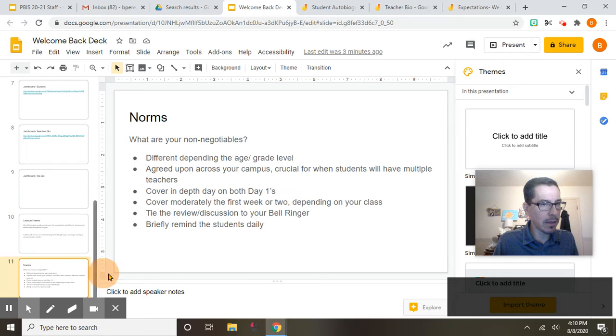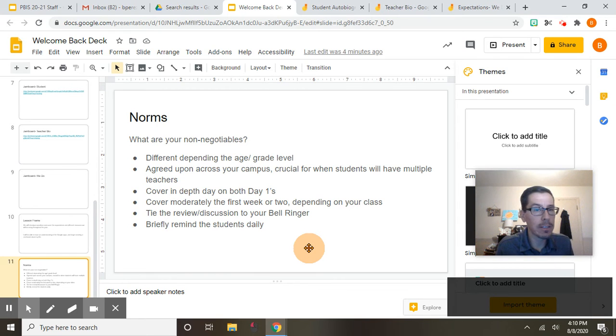The next thing that we need to include in here is our norms. What are going to be your non-negotiables within the classroom? Now, this is kind of a broad discussion, and this is something you need to talk about within the context of your campus with your admin, your instructional coaches, your PLC members, grade level team, whole nine yards, but it should be something that's universally agreed upon at your campus and grade level.